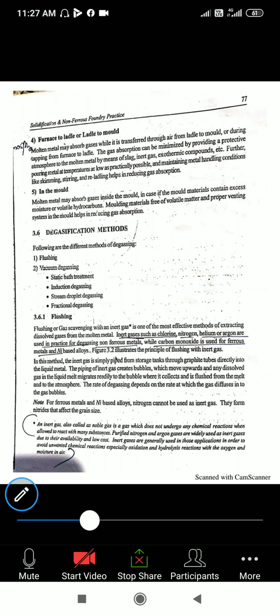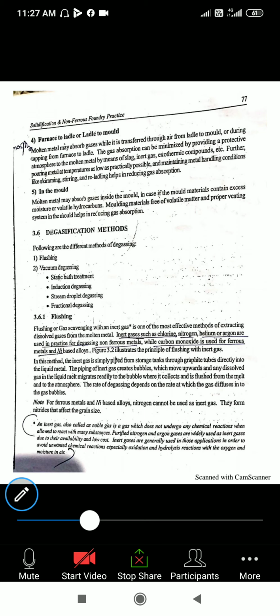At that moment, whatever surrounding gases are there around the furnace are going to be trapped, when you tilt the furnace or pour the liquid metal into the ladle. Then from the ladle to the mold, you once again lift the ladle and go towards the mold, where the mold cavity is, where you are going to pour the molten metal.